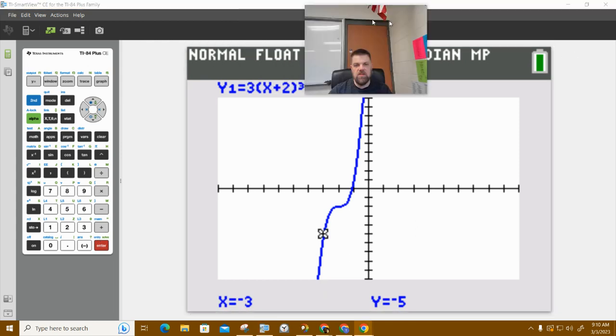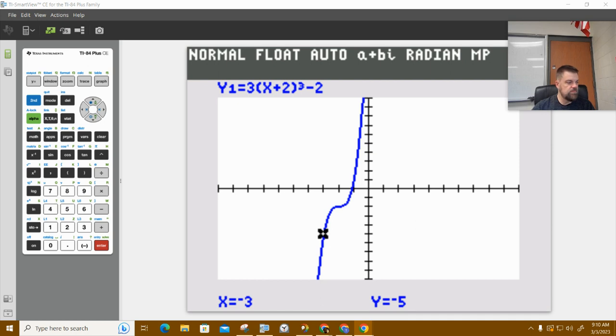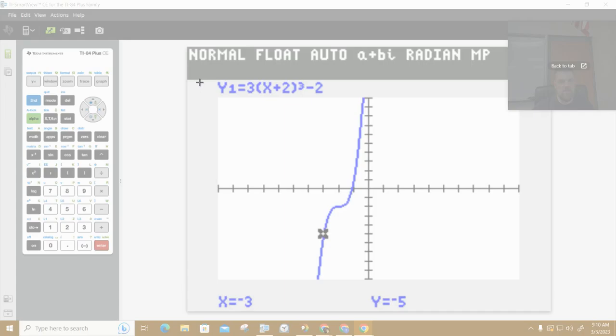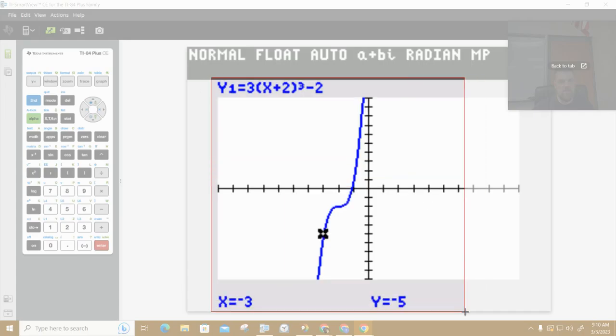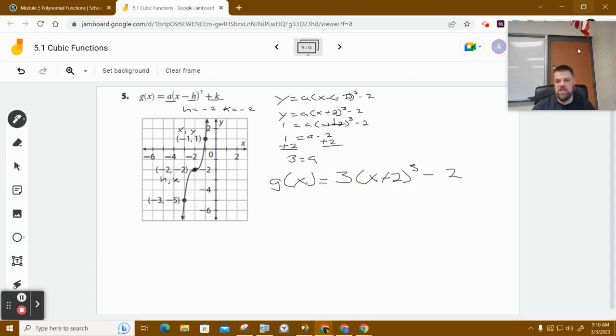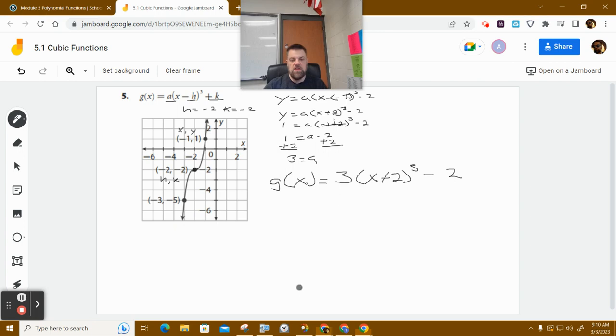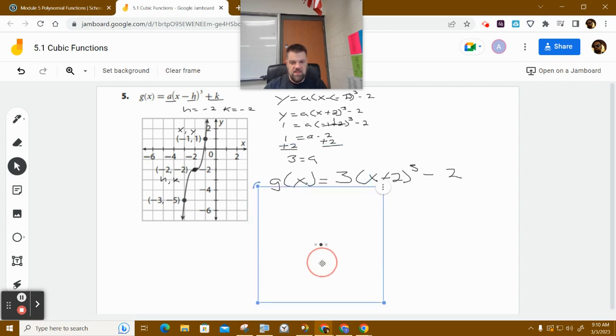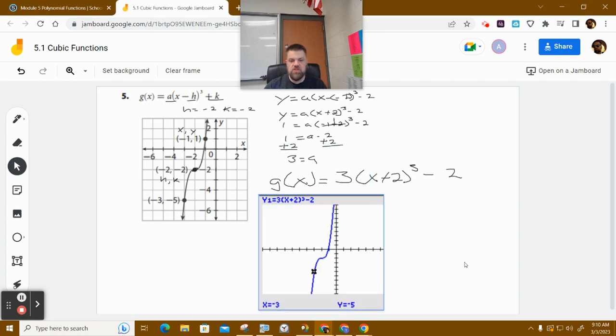So let me move my face out of the way and take a picture of this. And so there we go. Let me move all this stuff out of the way so you can get back to writing stuff down. So basically, this is the graph of that function, and it hits all the points. Okay?